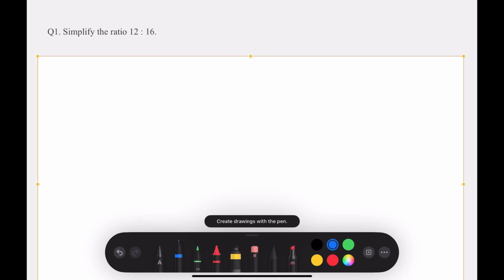Okay, so today we're going to be going over ratios. So the first question is about simplifying a ratio. So the question is, simplify the ratio 12 to 16.